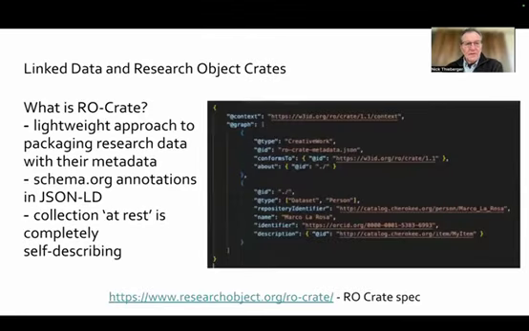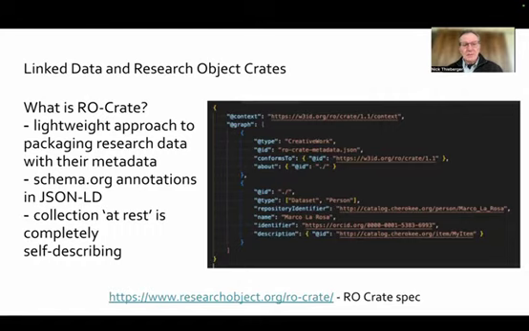So what is an RO crate? It's written in JSON-LD, and you can see that on the right. So it's just a text document that's included together with the data inside a directory. It's a lightweight approach to packaging research data together with metadata. And it means that the collection at rest, that is the collection sitting on a disk, is completely self-describing, and it conforms to schema.org. So it's conforming to the relevant standards.